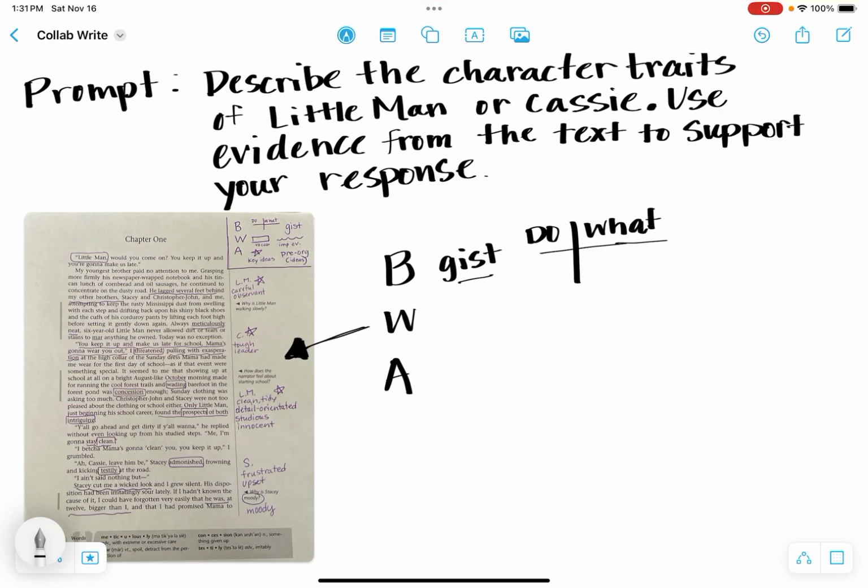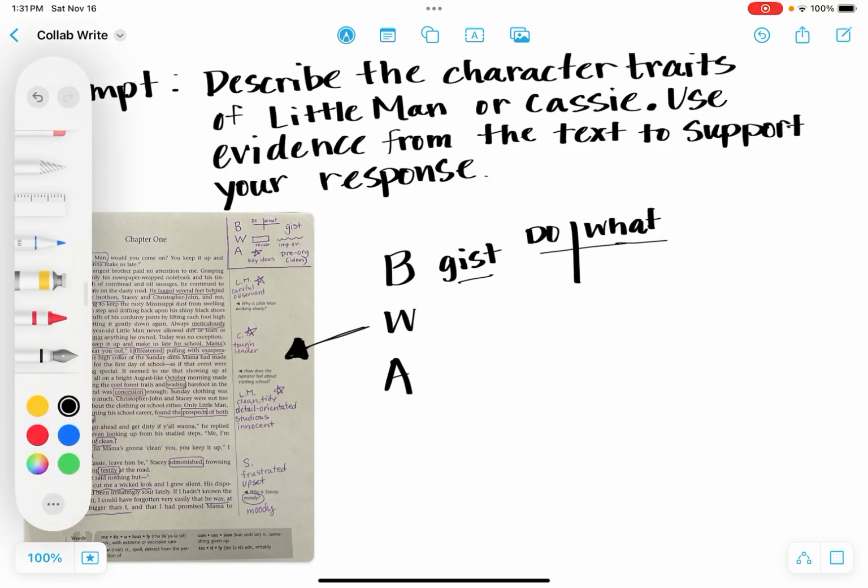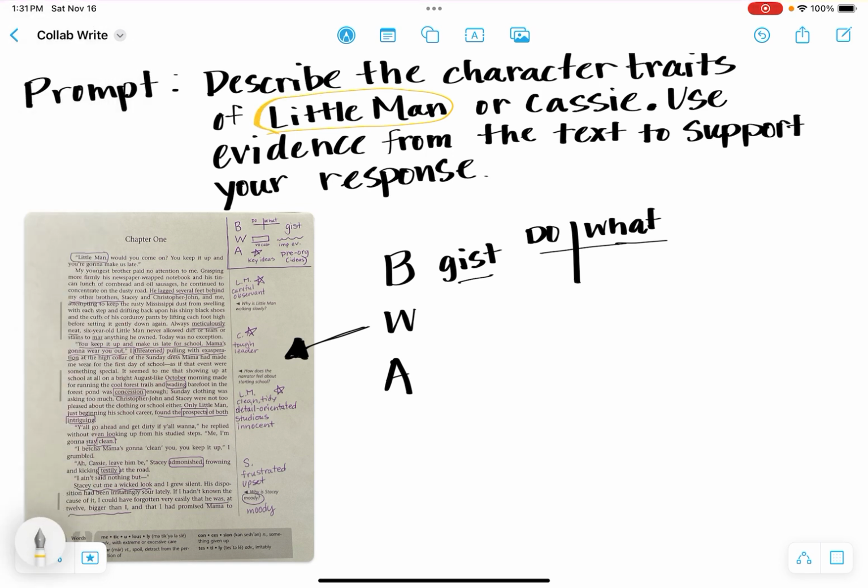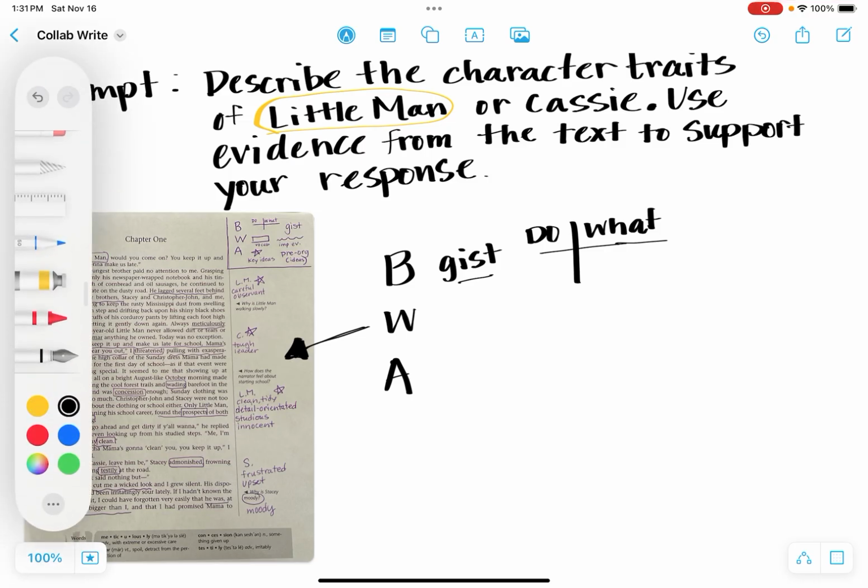And so we look at the prompt and I say, in chapter 1 today, when you're done, you're going to have to describe the character traits of Little Man or Cassie. So today you're going to read closely for one of those characters and choose. So maybe in some cases, students will have already chosen, hey, I'm going to focus on Little Man when I'm reading today. Maybe not. It's just a suggestion, something to consider.